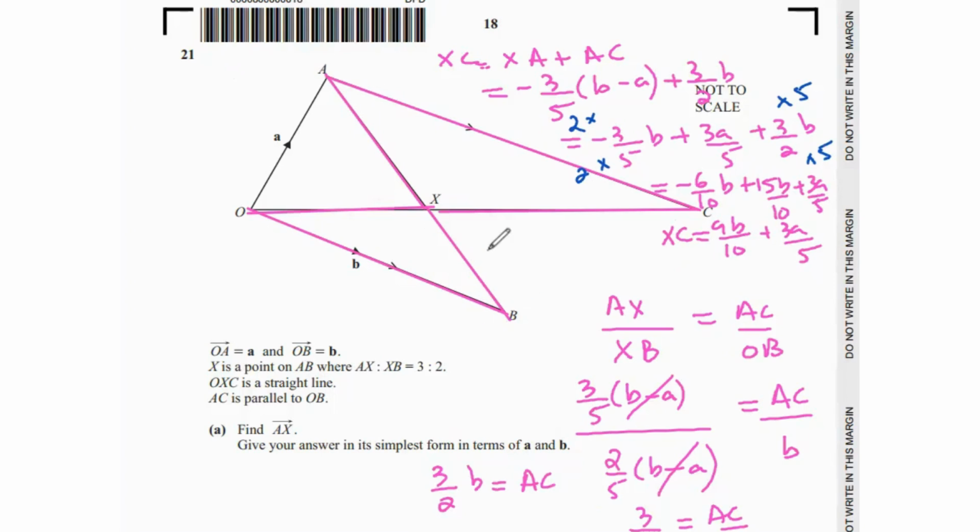So for this question, the main thing was the similar triangle concept. Use the concept of similar triangles to create our ratios, and then you further solve those to find what the value of AC is going to be, and then using that, we found XC.